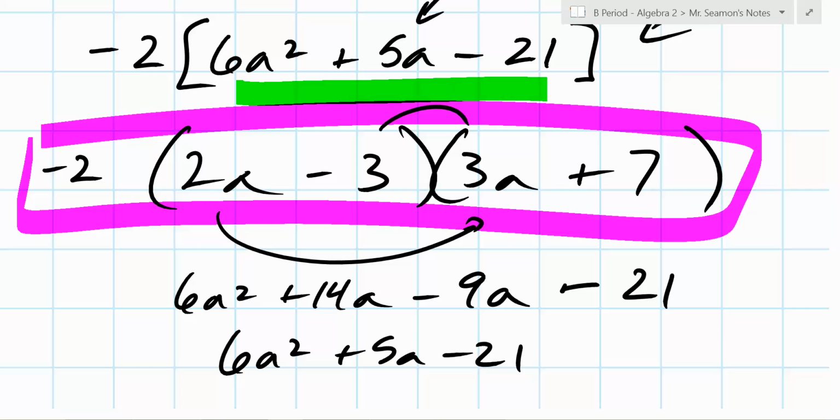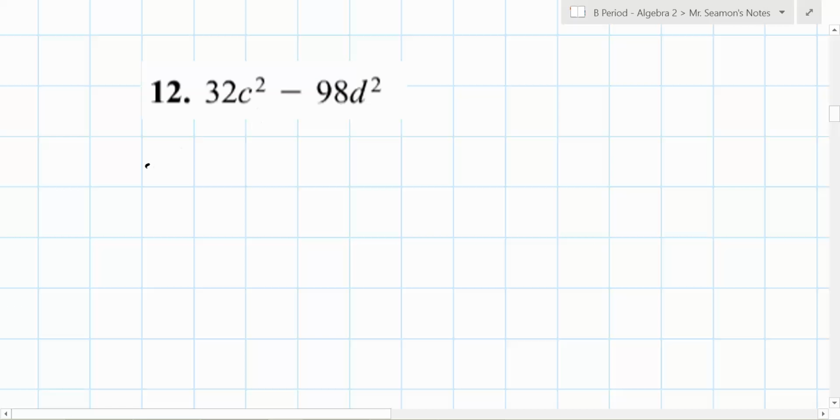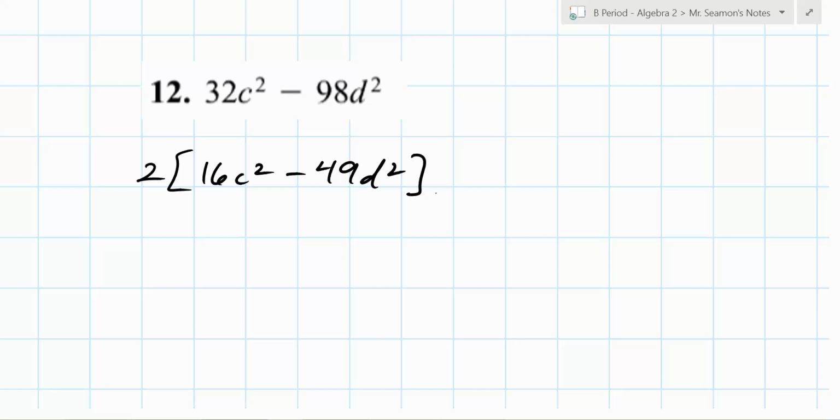Gabby first. Easiest thing to pull out of both of these? 2. So start there. 2 and it's 16c squared minus 49d squared. Now do you recognize what that is? What is that? It's a minus sign. Which special one is that? Difference of perfect squares. Difference of squares. Correct. Why?